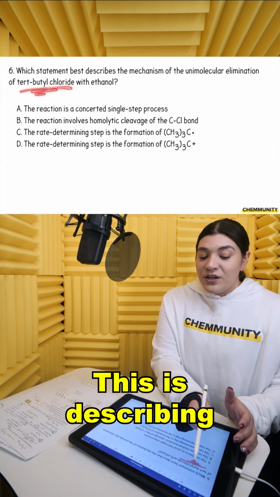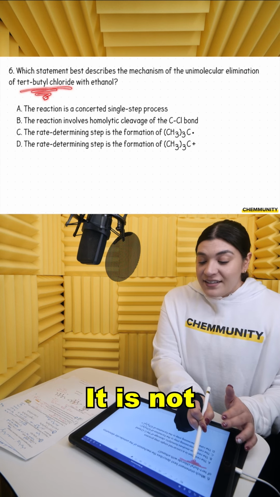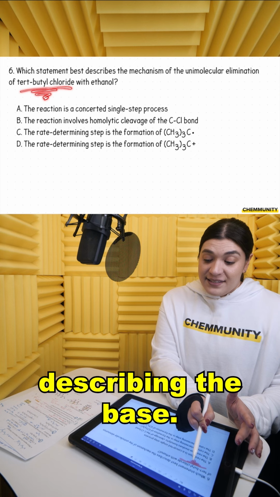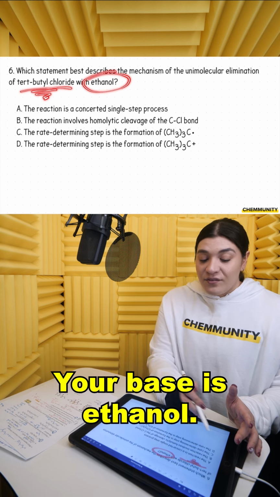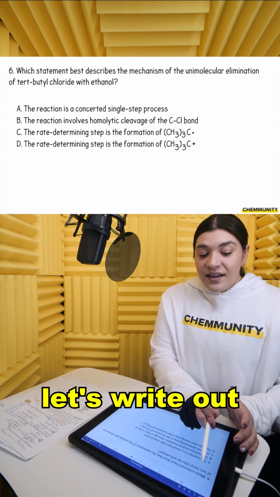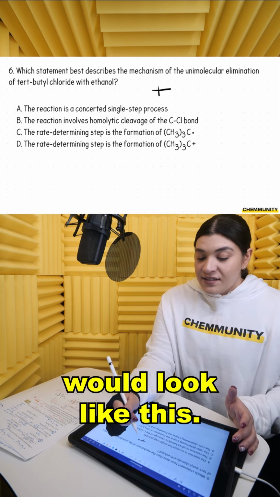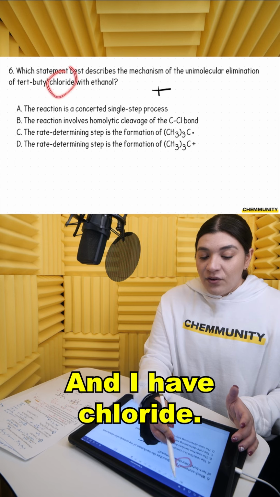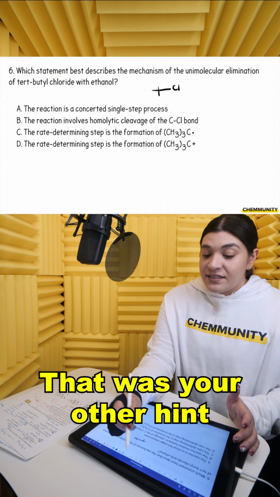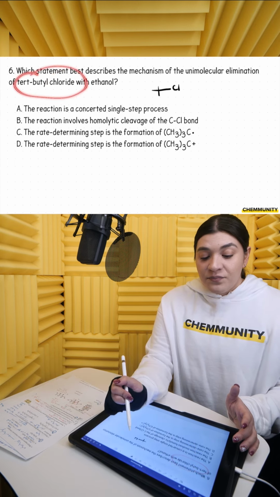This is describing your alkyl halide. It is not describing the base. Your base is ethanol. So instead, let's write out what this would be. Tert-butyl would look like this, and I have chloride. That was your other hint that it was your alkyl halide.